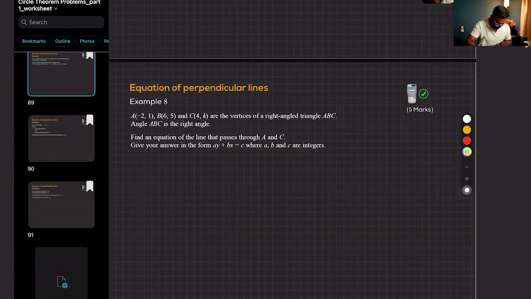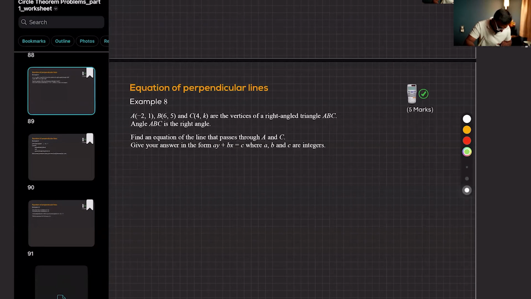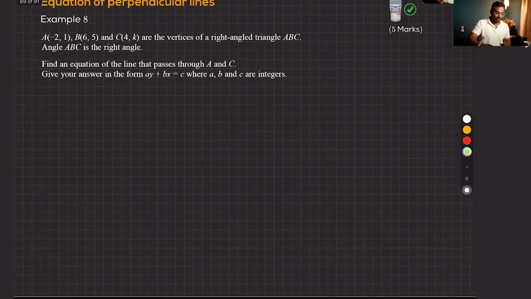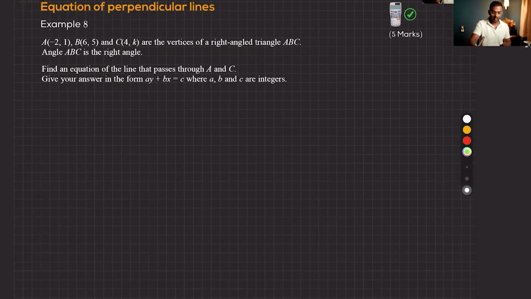My apologies, guys. I believe that was this one. That's the one. This is a mistake, guys. This is a 6-mark question. I think my editor made a mistake. It's a 6-mark question, okay?